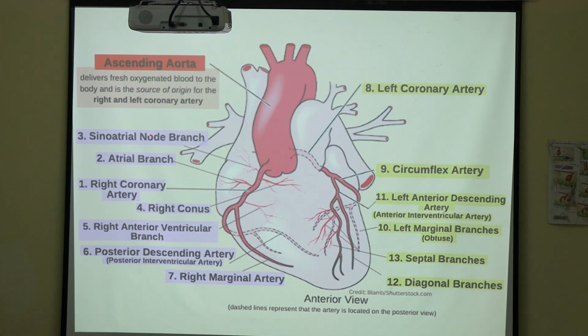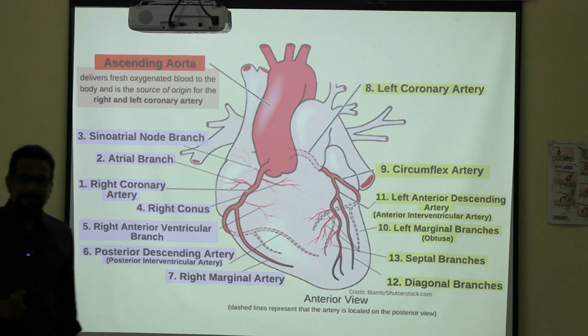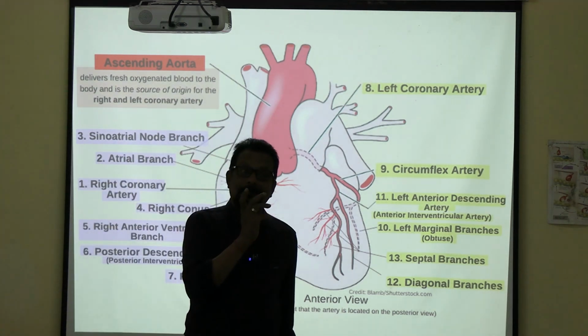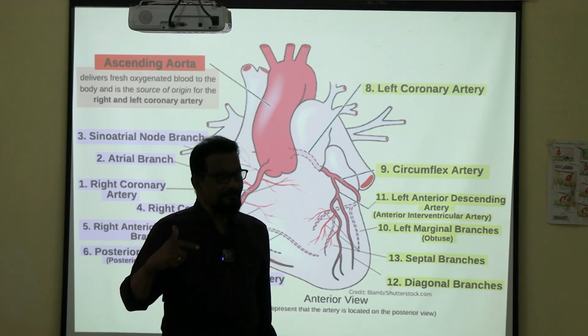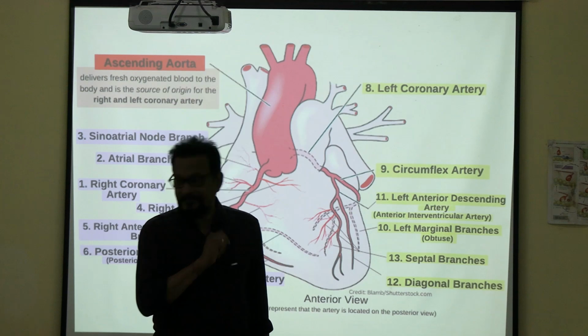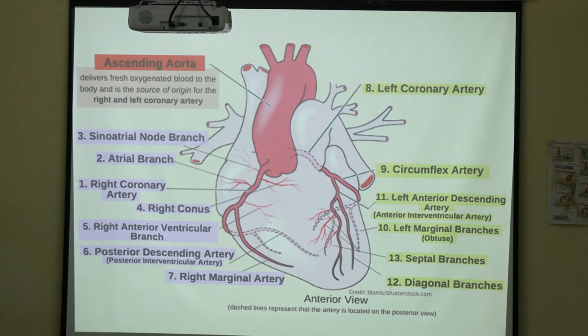The first branch is going to the SA node. Then this branch is going to this area. What is this area? Conus area. This is the conus area, and one branch will go to the conus area, and then another branch will go to the atrial branch. This branch will mainly supply blood to which atrium? The right atrium, and partly to the left atrium, but mainly to the right atrium. So that's why it is called the right atrial branch.